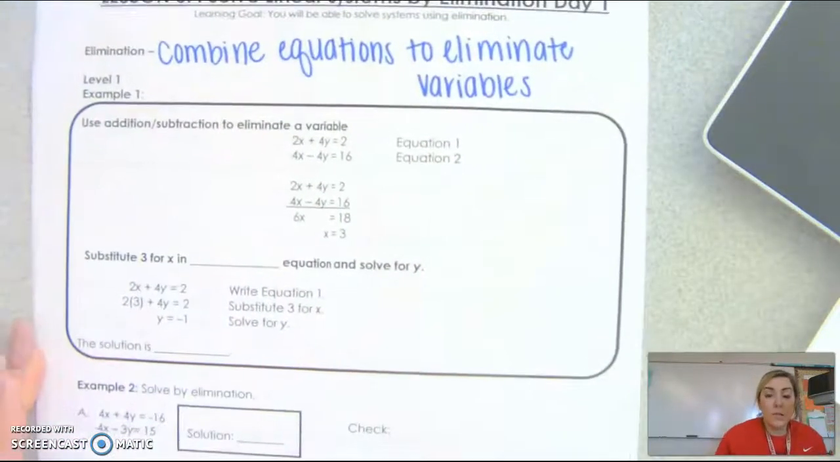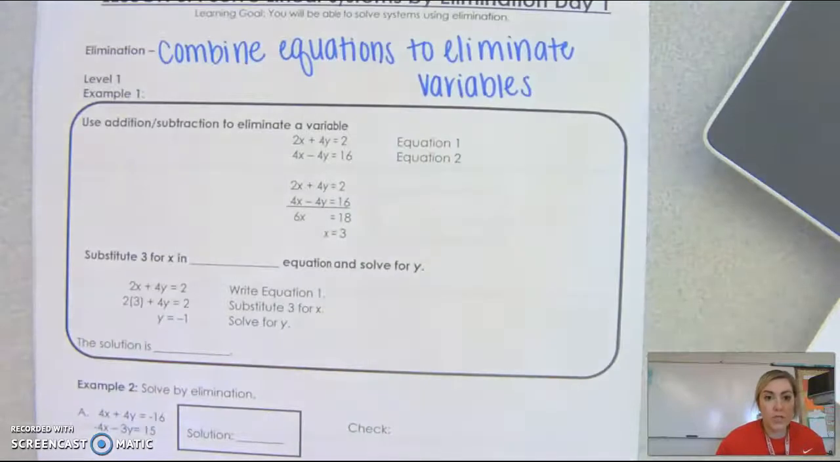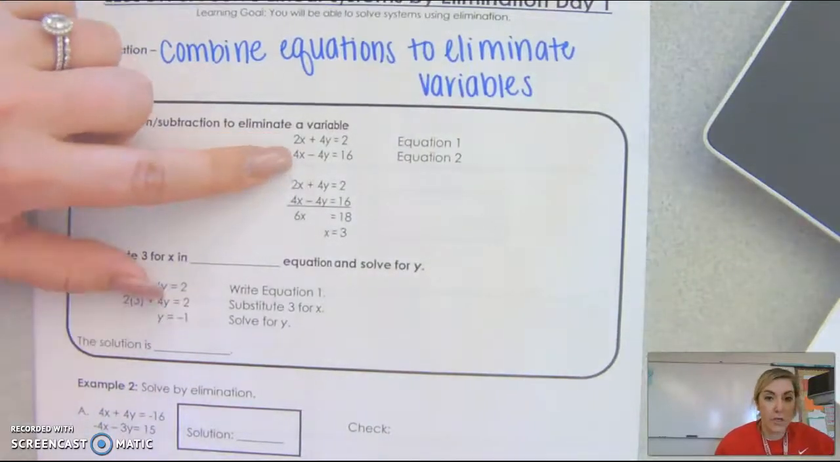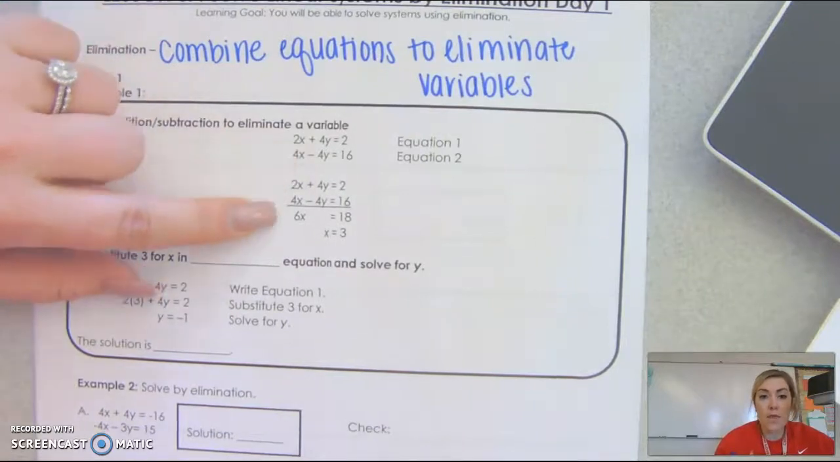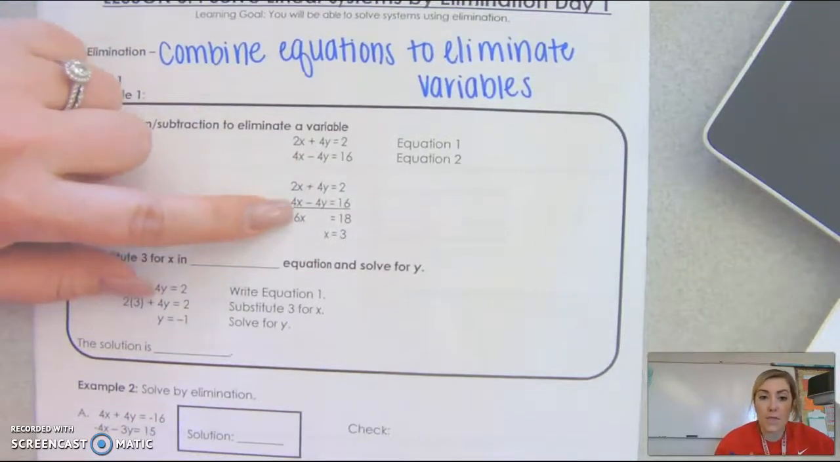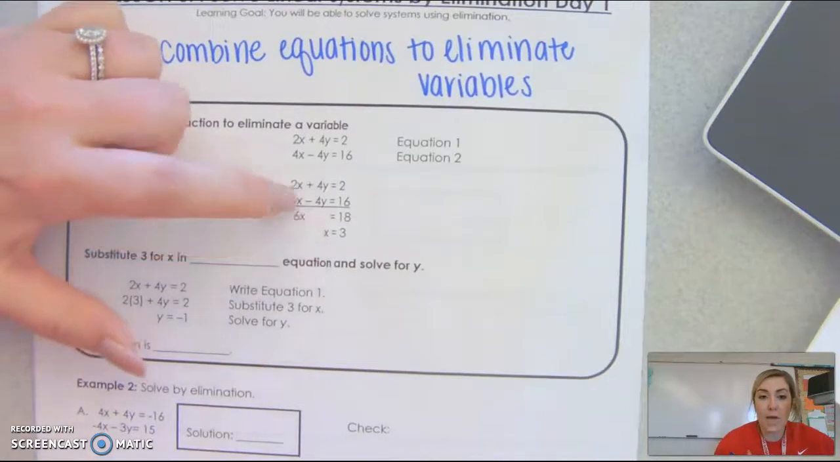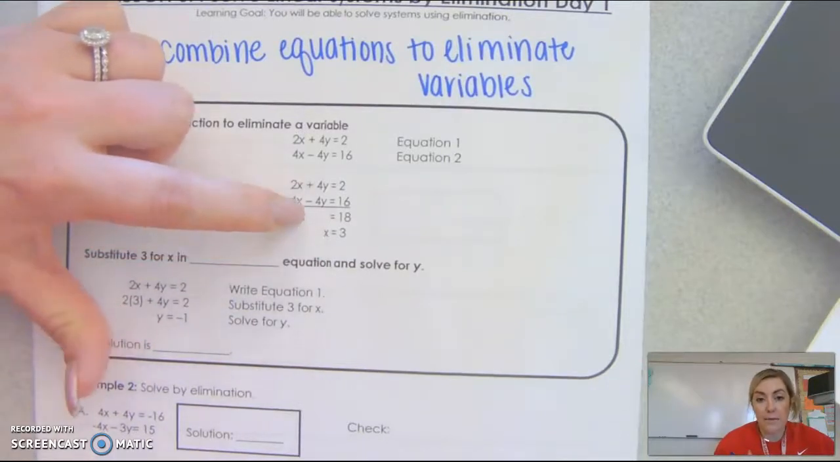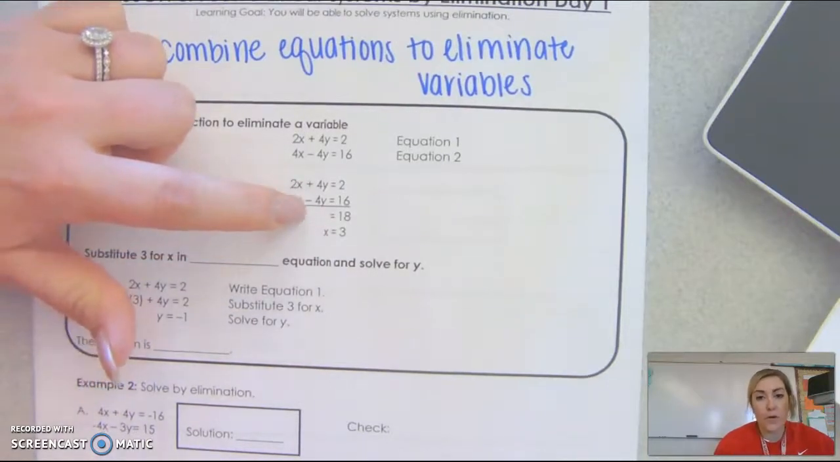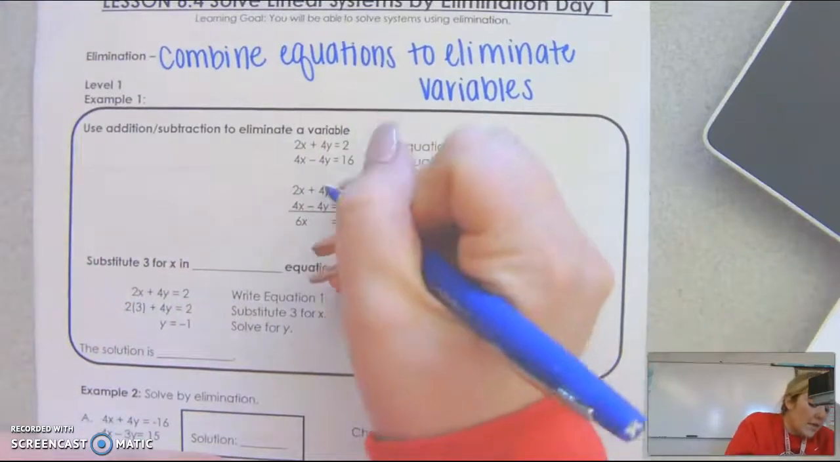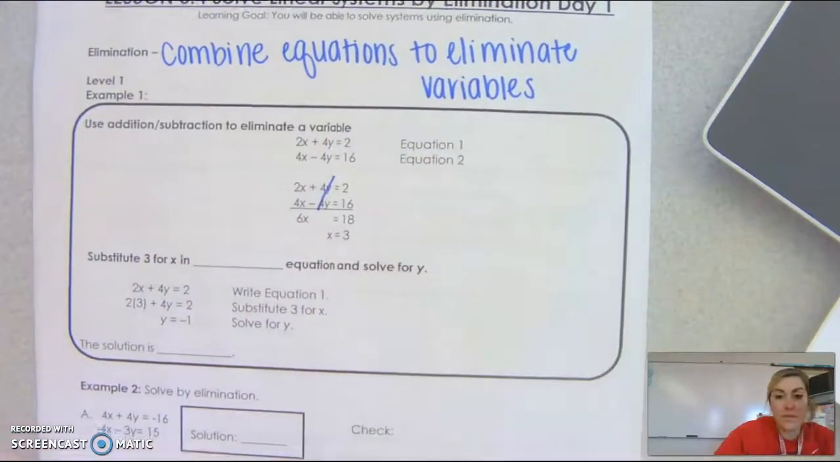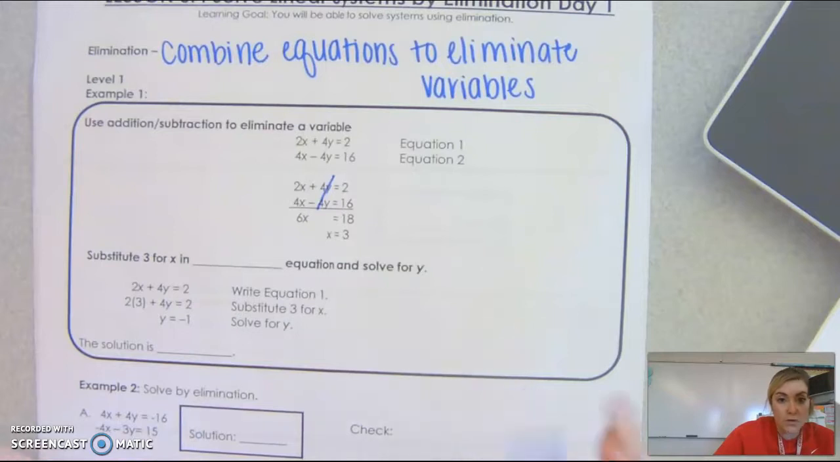So here are some examples. It says use addition or subtraction to eliminate a variable. So they give you two equations here. If you notice, the x values don't have the same number, but the y values have a positive 4 and a negative 4. That's how you know they're going to eliminate. So you can see that 4 minus 4 is 0, so those cancel.